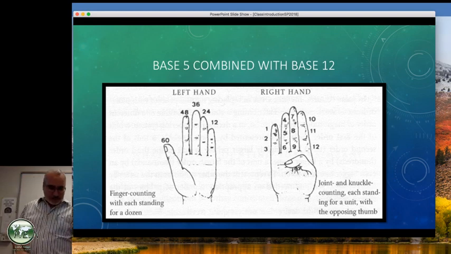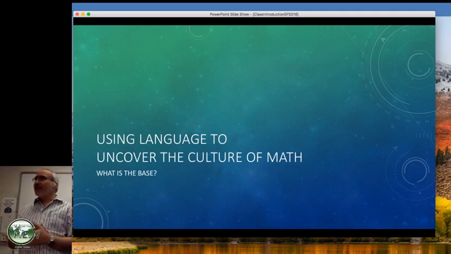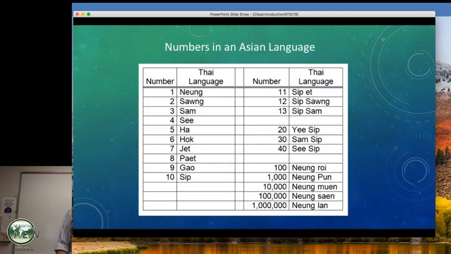So, again, this is part of a six-hour workshop that I've cut down, but I don't cut it down very well.